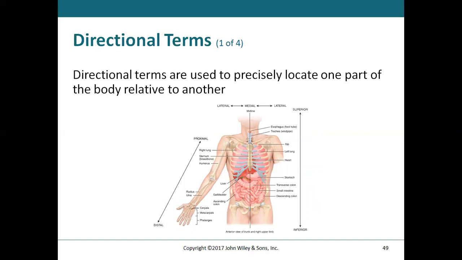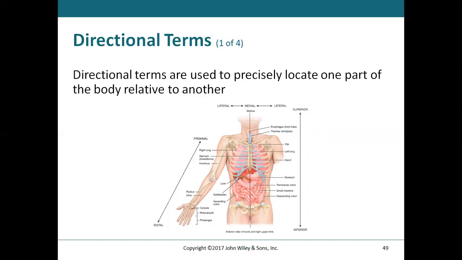Now, when you're discussing different regions of the body and where they are in relation to one another, directional terms are very important. It's your ability to precisely locate, or the terminology used to precisely locate, one part of the body relative to another. In terms of this relationship, if you draw a line down the center of your body, that would be considered your midline. Anything located down that midline would be considered medial, and anything away from that center point of your body would be considered lateral. So you could say that your shoulder is lateral to your sternum.